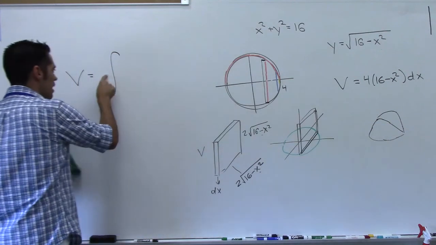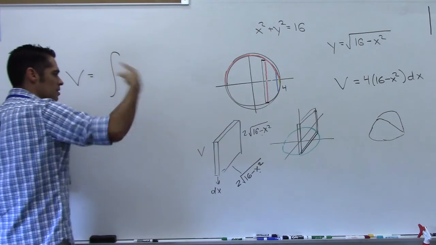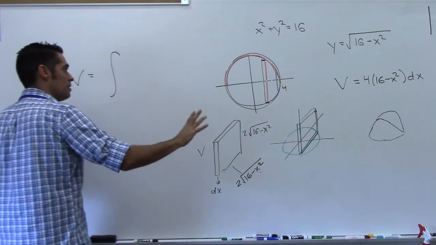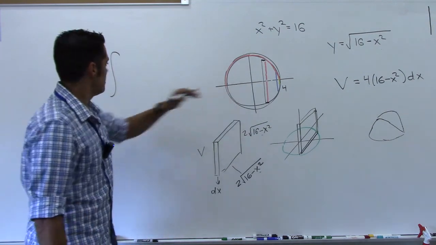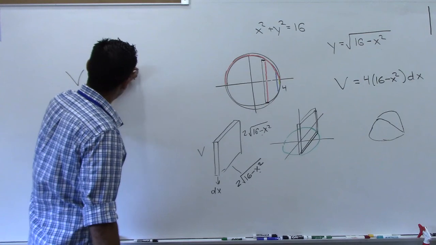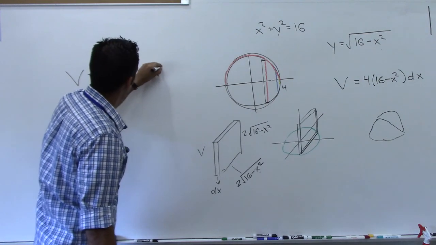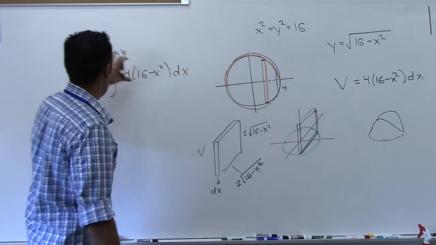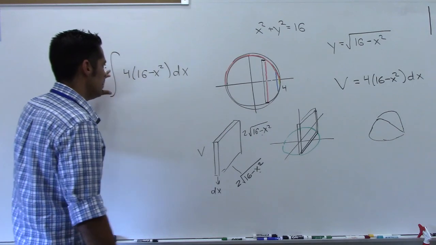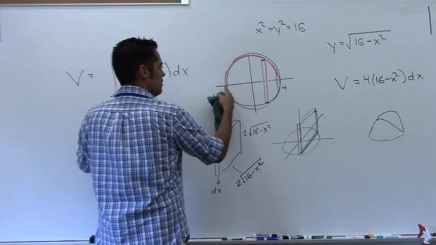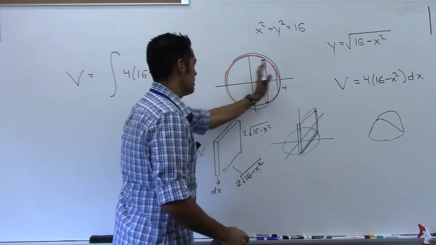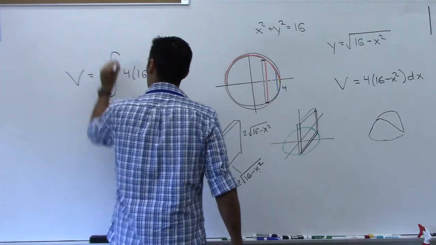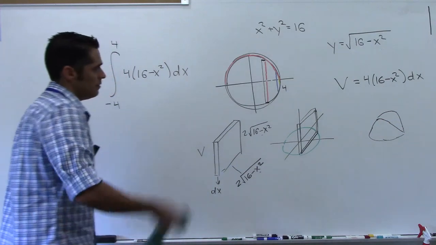Notice I don't need a pi out here because this is not a solid of revolution problem. This is totally different. I just need my formula. So it's the 4, it's the 16 minus x squared dx. I'm going to add up an infinite number of them, and I'm going to let my x values vary between -4 and 4, because that's how I'm going to move that rectangle back and forth. So -4 to 4. Whatever that is, that's the volume of that solid.